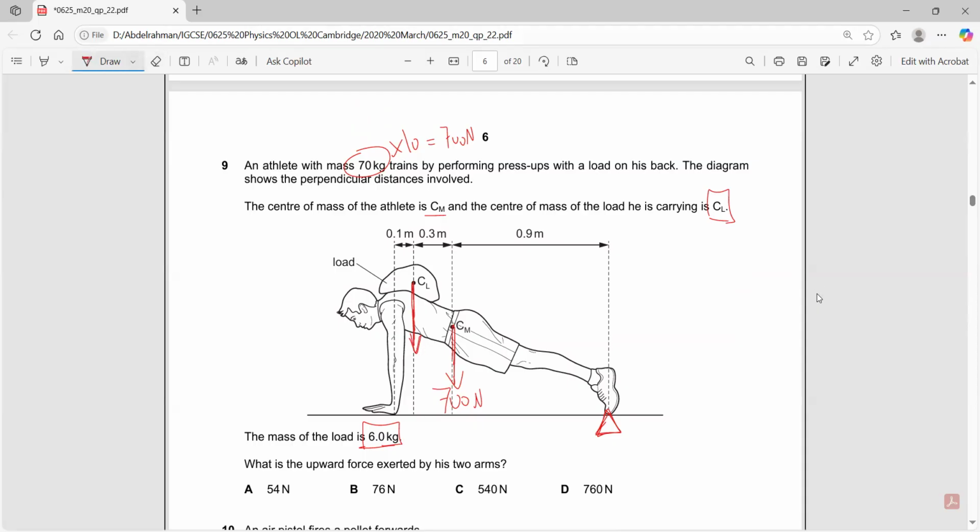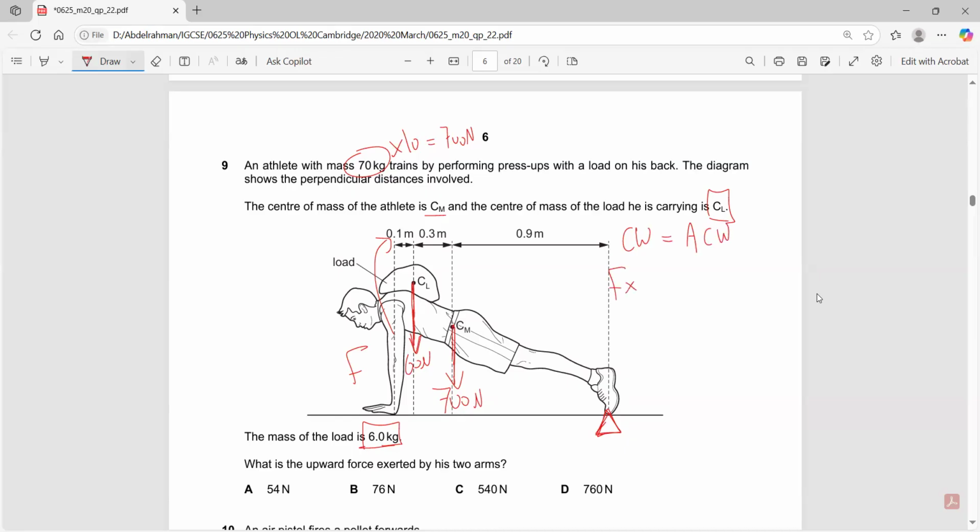So now you have the 700 newton force and the 60 newton force causing an anti-clockwise moment. He needs to create a clockwise moment in this direction with a certain force, and you do have the distance. So basically, clockwise moments are equal to anti-clockwise moments. The force applied by his arms times the distance to the pivot. What is the distance to the pivot? It's 1.3. Right? 0.1 plus 0.3 plus 0.9, this is 1.3.